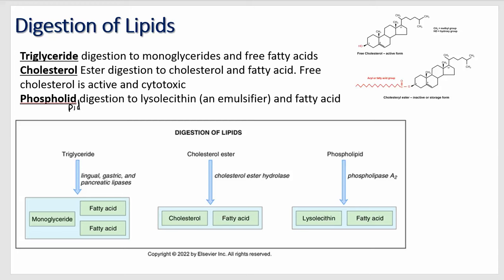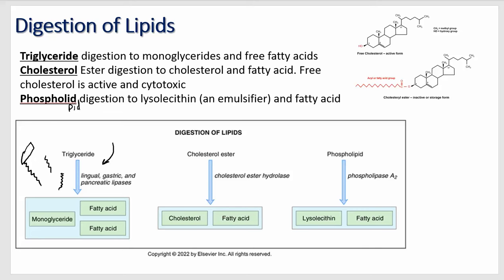Those are all lipids. So those all end up in these droplets because these things get pushed together, and they're broken down by different enzymes. These are the names of the enzymes that break them down. So triglycerides by lingual lipase, gastric lipase, and then there are pancreatic lipases that are released too. They'll break them down into a monoglyceride, so that's a glycerol with just one fatty acid stuck to it, and then just free fatty acids. So that's how triglycerides are broken down.